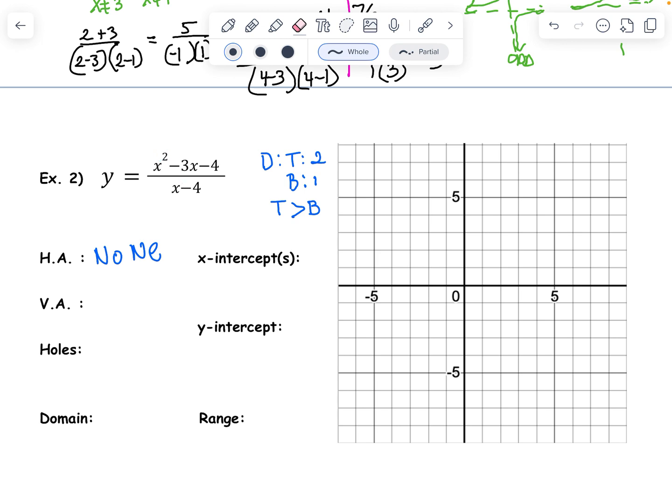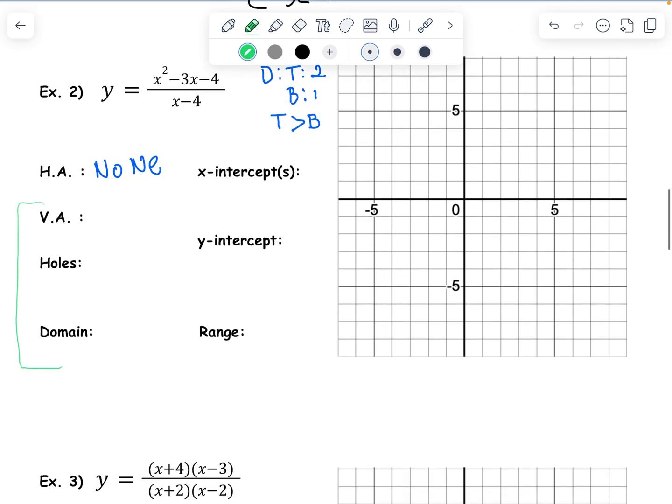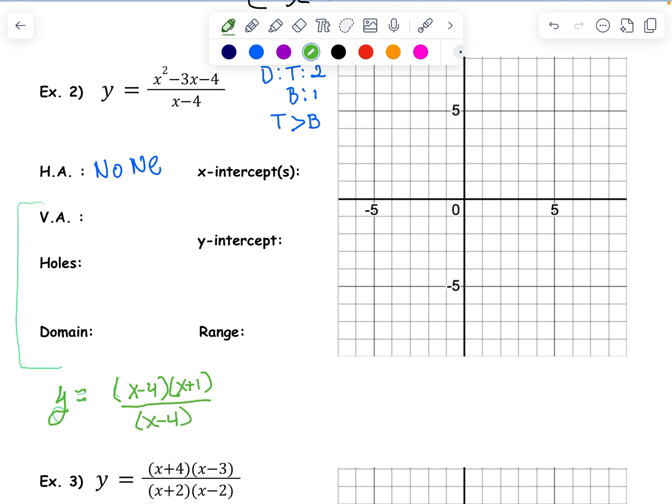Okay. The next thing we're going to do is concentrate on the domain and our excluded values. So let's go factor this. So we have y equals, oh, I picked the wrong one, huh? y equals x minus 4, x plus 1 on the top, and on the bottom we have x minus 4. Now, we see that the only thing that makes the bottom 0 is positive 4. So the domain is all x, but we can't use 4.